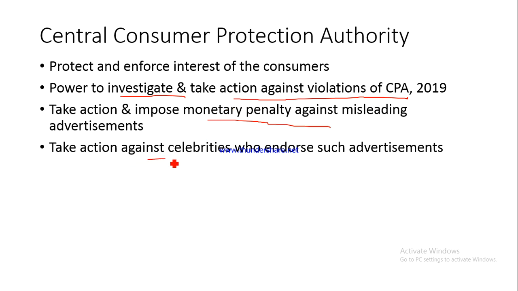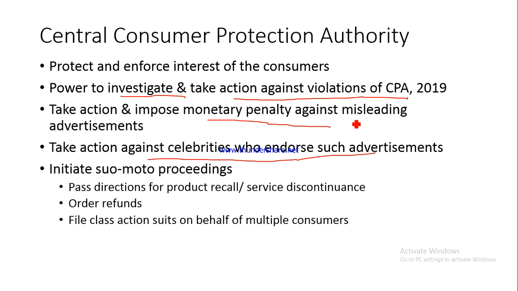They can also take action against celebrities who endorse such advertisements which are misleading advertisements. For example, some of the fairness creams claim that the skin tone can be changed within a day or within 48 hours. So in cases of such kind of misleading advertisements, even if there's a celebrity who's endorsing these kind of products, then even the celebrity can be acted against. Even actions can be taken against these kind of celebrities. As I said, they can initiate suo motu. Suo motu means on their own. No need to lodge a complaint in front of the Central Consumer Protection Authority. They can take action on their own.